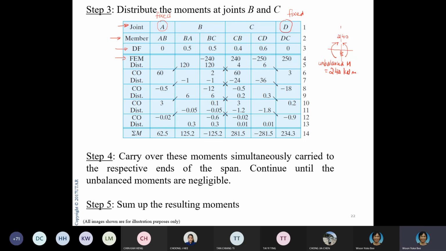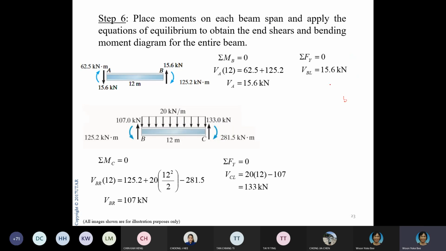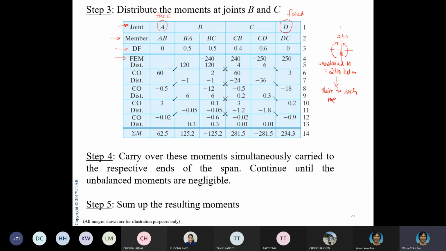Okay, this is the unbalanced moment. This unbalanced moment is distributed to each adjacent member. I distribute it 50-50. It so happens that these two members share 50% and 50%. The distribution factors here and here are 0.5 and 0.5, so each one will get 120, 120.